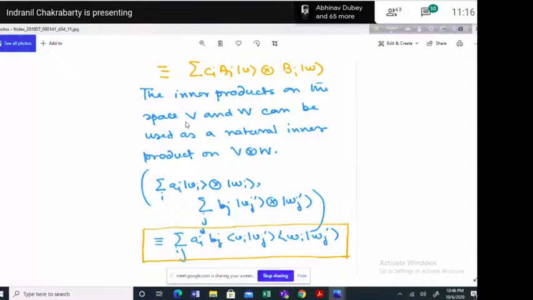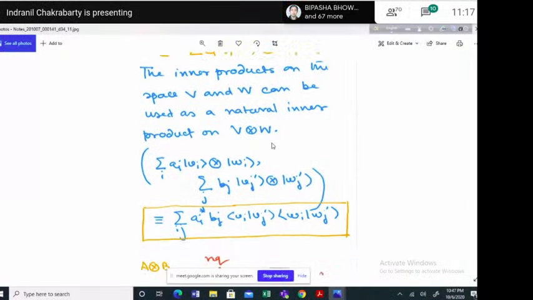Right, so we have defined what the elements of V cross W look like. We have also defined the properties it will satisfy. We have seen that it is distributive, and we have seen how to define the linear operators on this tensor product space. But how are we going to define an inner product on this tensor product space? The inner products on the spaces V and W can be used as a natural inner product on V cross W.